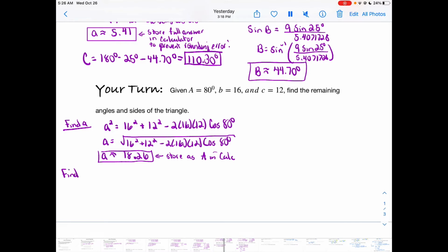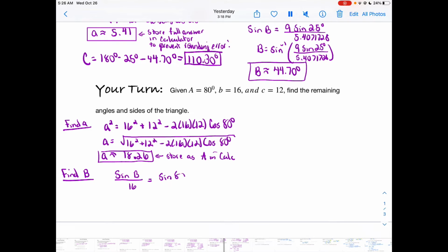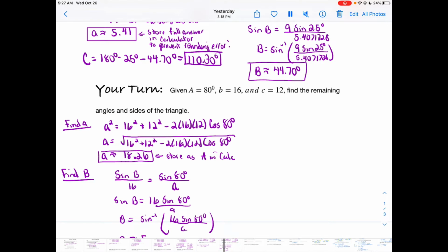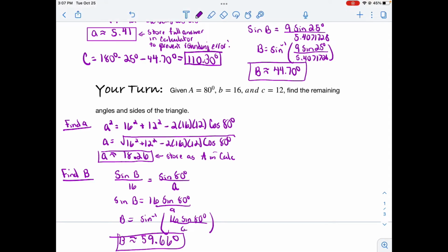Now I want you to find angle B. Okay, now I'm going to switch to the law of sines. I have sine of B over 16 is equal to sine of 80 degrees over that stored A, which is that 18.26. Solve for B by first multiplying by 16 and then taking the inverse sine of that fraction. Now I'm going to type that into my calculator. I get B is equal to 59.66 degrees.